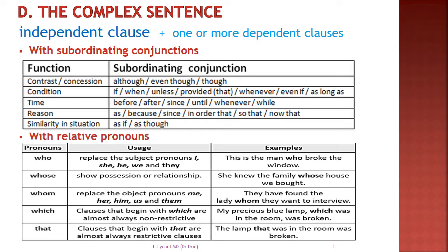Generally, a complex sentence contains a subordinating conjunction, or it contains a relative pronoun. So there are two types of complex sentences, those which contain subordinating conjunctions and those which contain relative pronouns.